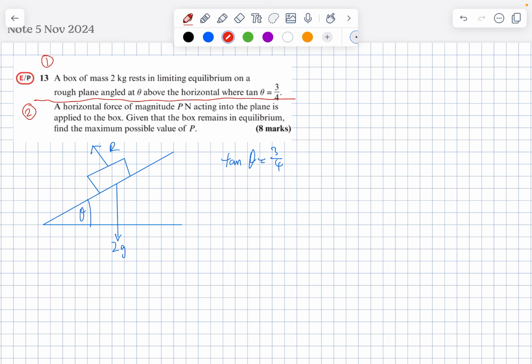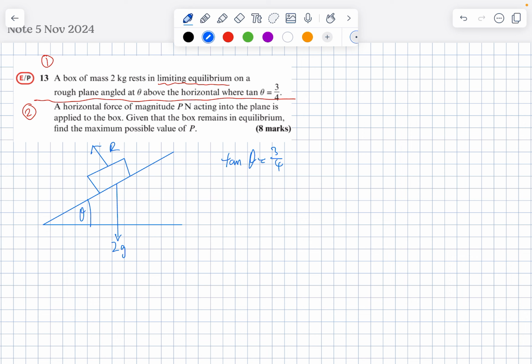So a box of mass 2 kilos rests in limiting equilibrium. Remember, that's important. On a rough plane angled at theta above the horizontal plane when tan theta equals 3/4. Full stop. In the second part, a horizontal force of magnitude P acting into the plane is applied to the box. So let's do part 1 first.